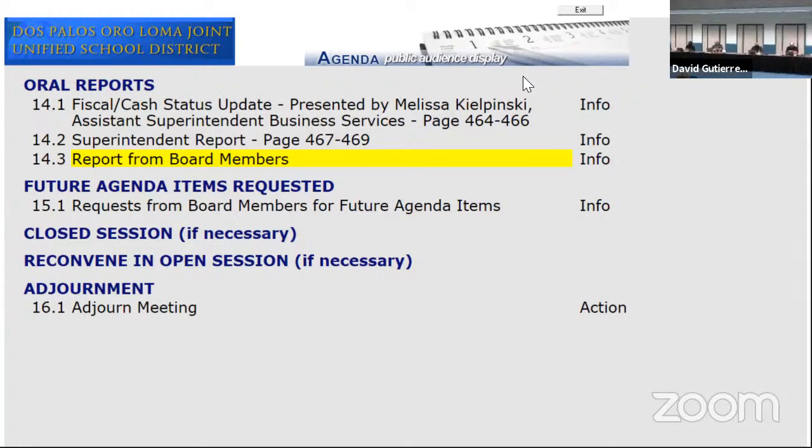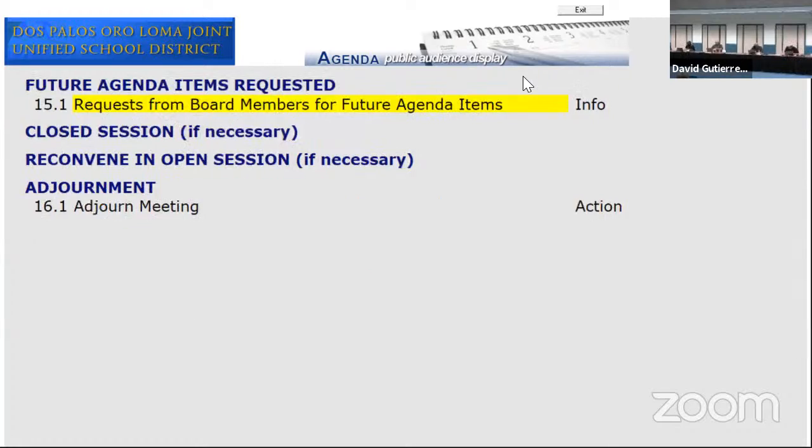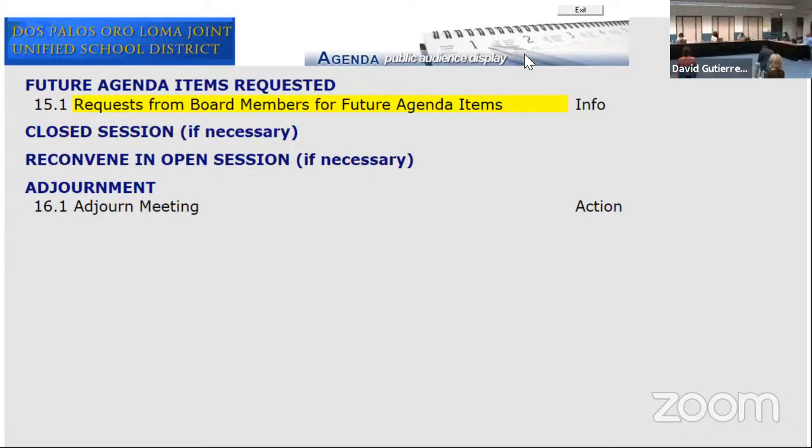15.1, requests from board members for future agenda items. Ms. Austin? No. Mr. Bellward? Mr. Merced? No. Mrs. Davis? I would like to see what the plan is to put the stop gaps in place for the audit findings, please.